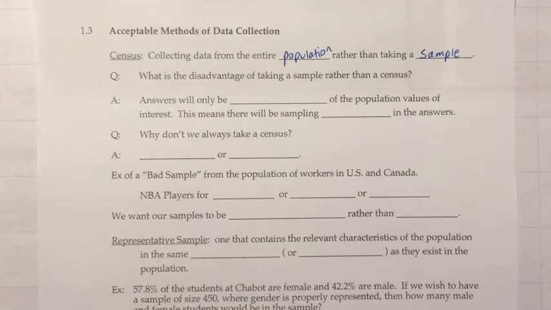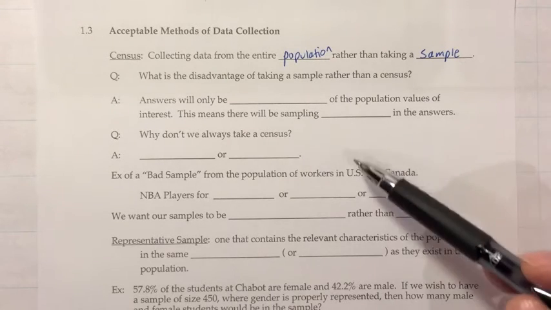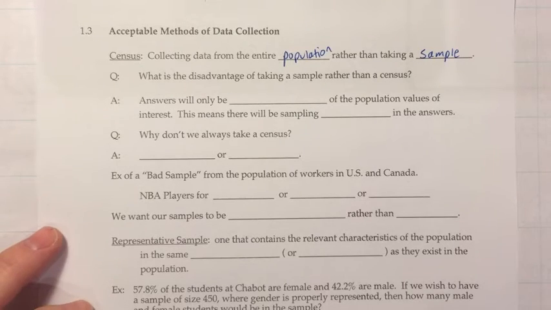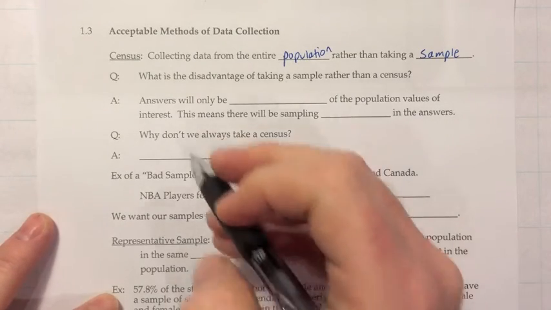And we don't do this very often, and so there are some disadvantages to that. So let's look at those first. So we'll kind of do this a little out of order here. Why don't we always take a census? And there's two main reasons. One of them is that it can be expensive.